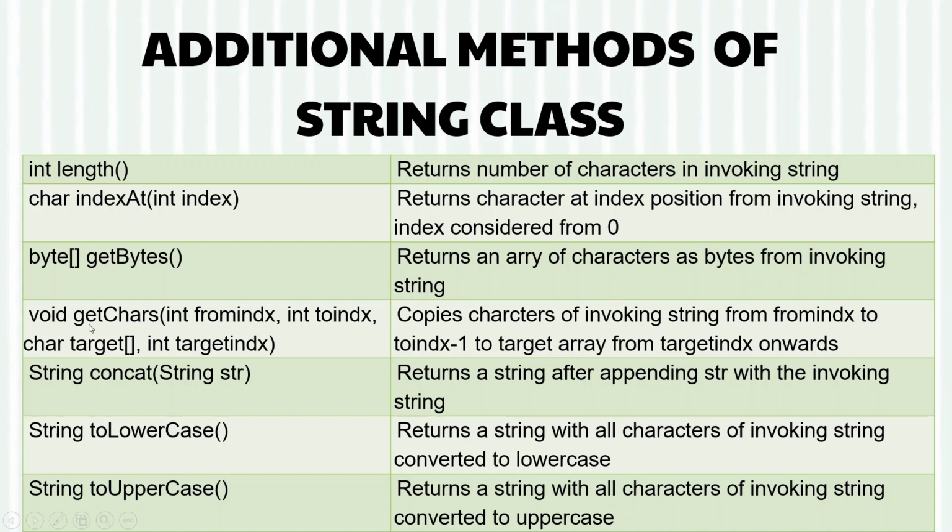getChars. getChars is used to copy characters from source to a destination character array. Here you can extract a portion of characters by specifying the start index and end index, and the start offset in the destination array where you want to copy. Concat is used to append two strings. toLowerCase will convert all the characters in this string to lowercase. toUpperCase will convert all the characters in this string to uppercase.